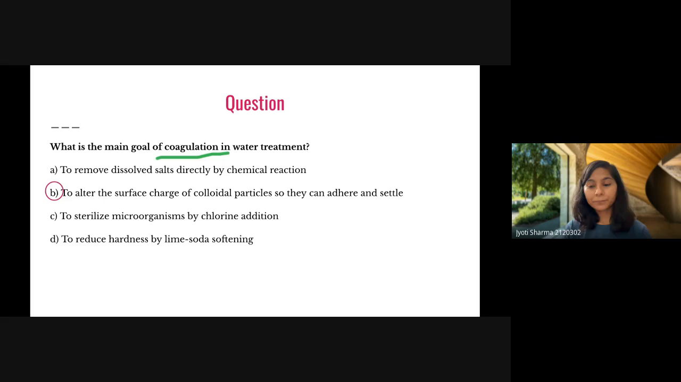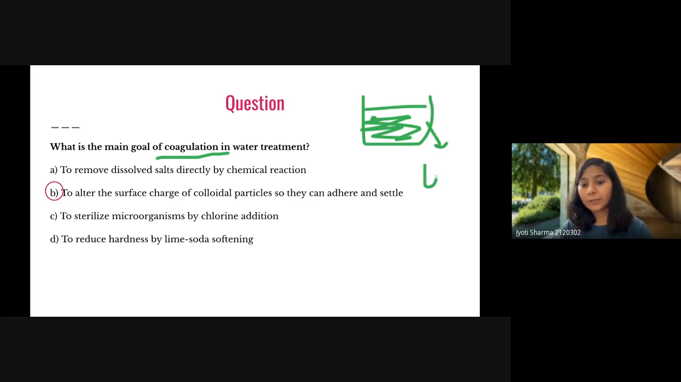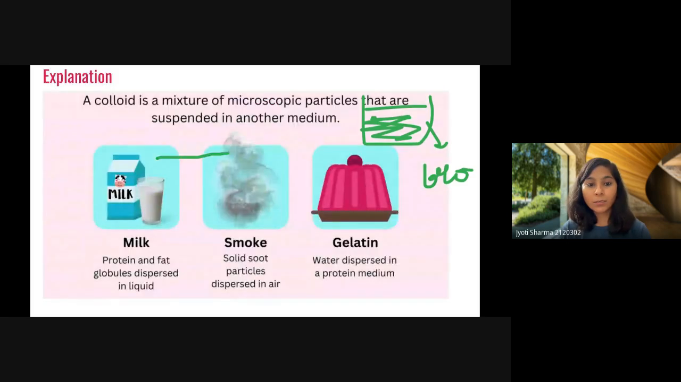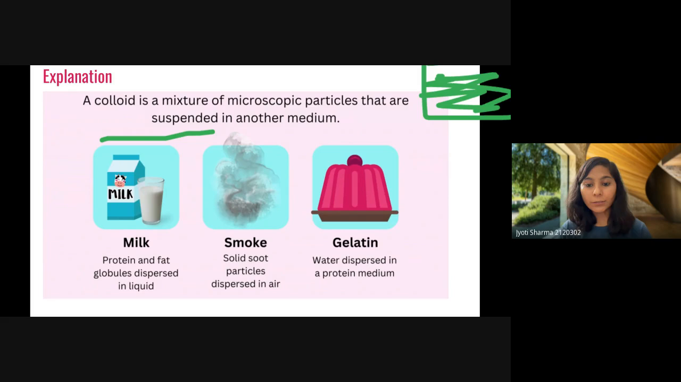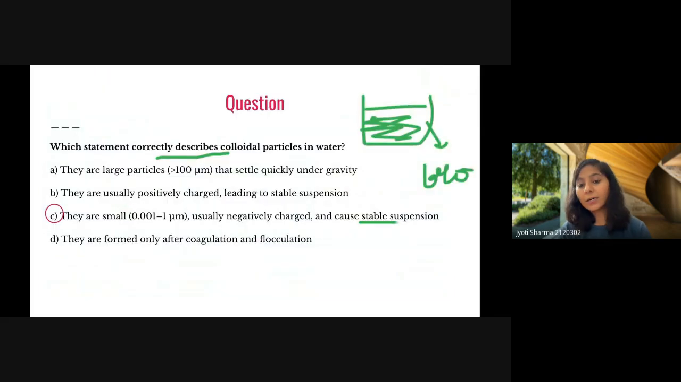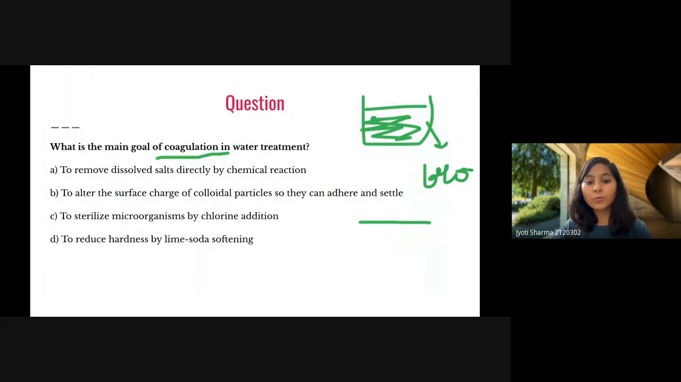So the thing is that, as I told you, for example, we have surface water, and that surface water is, let's say, in the beaker, and it has the colloidal particles. So these are suspended in the liquid. And if we want to remove this, because they are very stable, right? Because in the last slide, you showed that they cause stable suspension. It means they are not settling down, right? So because of that we have to settle them out.